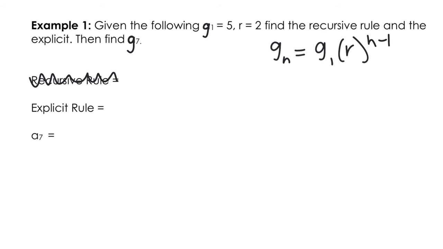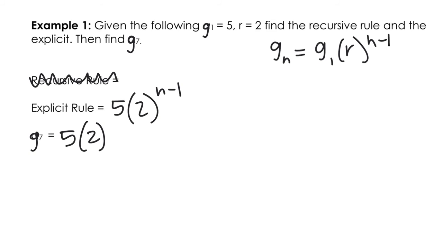So my g sub 1 was 5. So my equation is going to be 5, and in parentheses is going to be my r, or my common ratio, which was 2. And my exponent is n minus 1. So there's my equation right there. I don't have to do anything else except put those in the correct spot. What I do need to do is find my 7th term. So for g sub 7, I'm going to plug that 7 into the n in my equation. So 5 times 2, and then the exponent is going to be 7 minus 1.